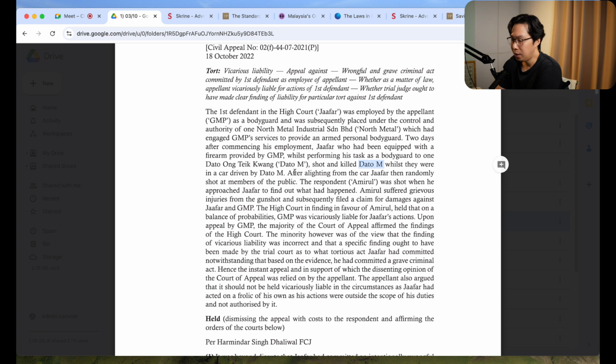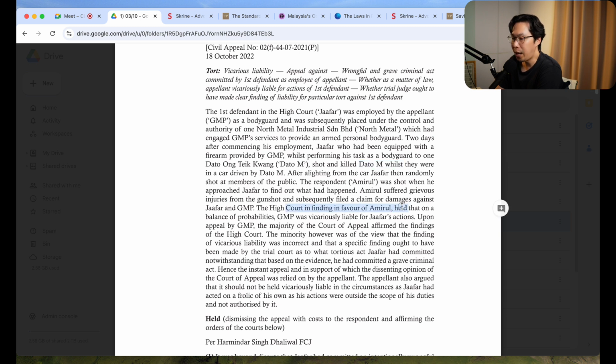Okay? And whilst in the car, suddenly this bodyguard takes out the gun and shoots Dato' M in his head and he dies. After that, Jafar then randomly gets down and shoots at the members. The respondent, meaning one of the public, was shot when he approached Jafar to find out what happened. So Jafar is the bodyguard hired by this company GMP, and then this Dato' Ong called GMP and said, I need a bodyguard to protect me. So one day, Dato' Ong and Dato' M went out, and Jafar was protecting him. The bodyguard sat at the back, suddenly took out the gun and shot and killed Dato' M and got down and shot at other people.